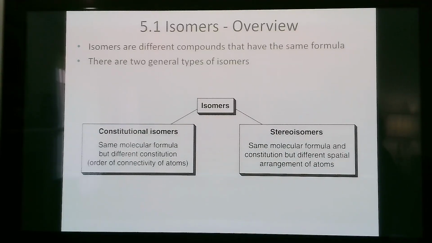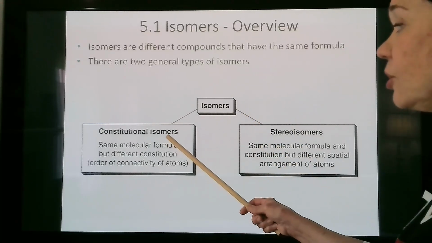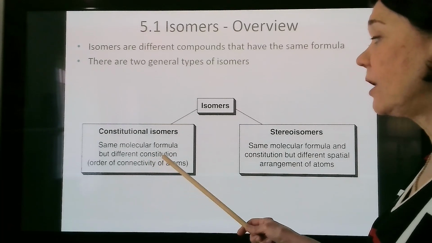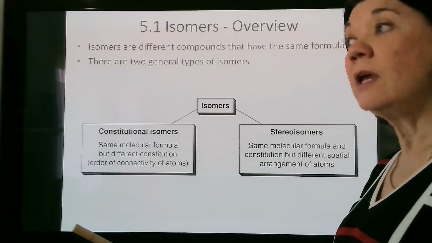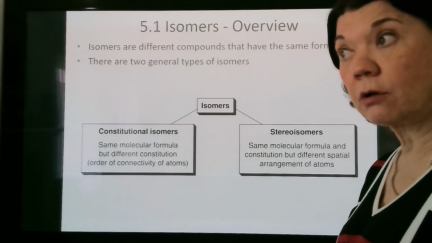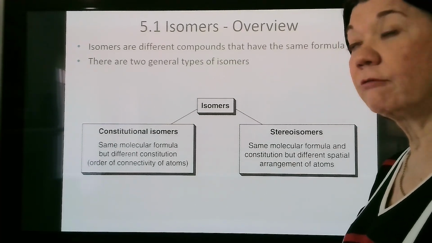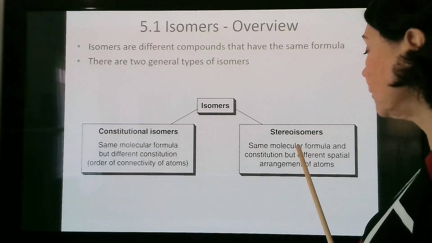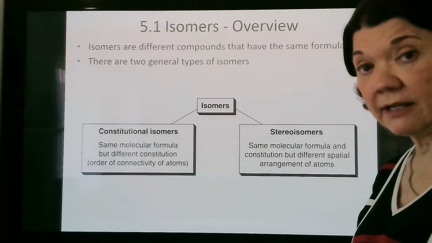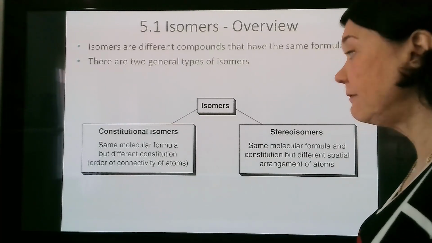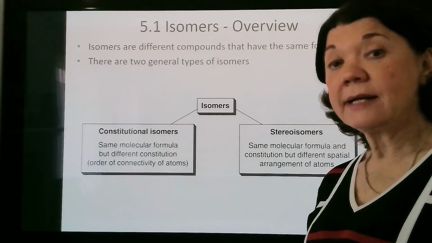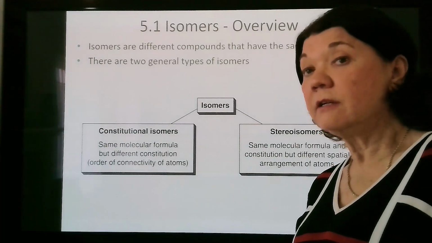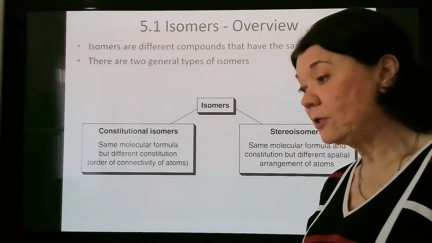So we're covering here a little review of isomers. Remember, we had constitutional isomers. These are the ones that have the same molecular formula but different constitution. In other words, the atoms are connected in a different order, but they'll have the same molecular formula. Here with stereoisomers, they have the same molecular formula, the same connectivity, but the groups or atoms will point in different directions, so they'll have a different spatial arrangement.